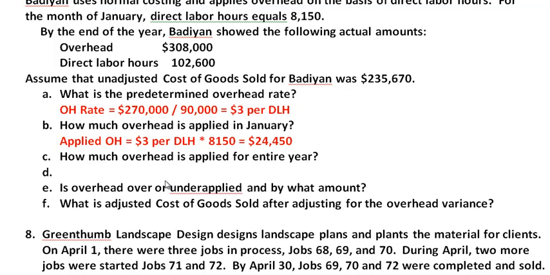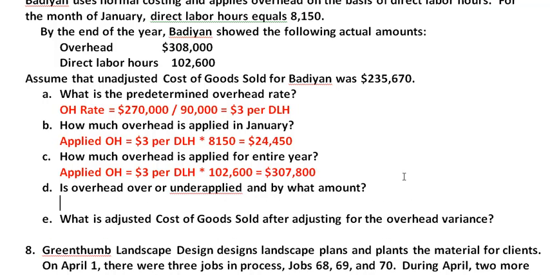C is then asking to calculate the overhead applied for the entire year. So for the entire year, again, it's the same thing as before. We're simply using a different number of labor hours. Your rate is still $3, obviously. Now we want to use the direct labor hours for the entire year. That's going to give you $307,800.